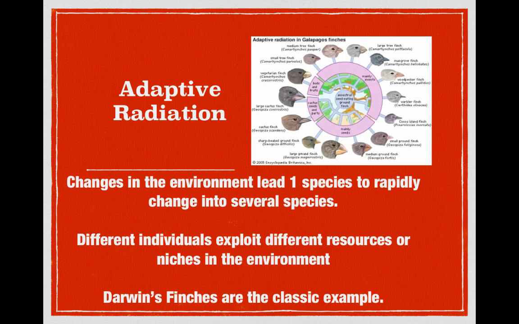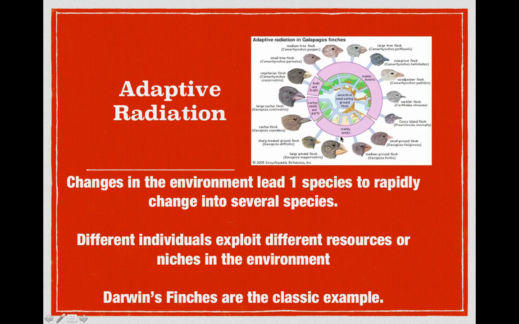The last type of speciation that we're going to talk about is something called adaptive radiation, and this is where changes in the environment lead one species to change rapidly into several species. Different individuals will exploit different resources or niches in the environment, and Darwin's finches are the classic example, but we also looked at those honey creepers from Hawaii earlier. Some founding species gets to the island, and there's a variety of environments, and those variety of environments lead to just a variety of traits being selected for just based on which environment you're at.